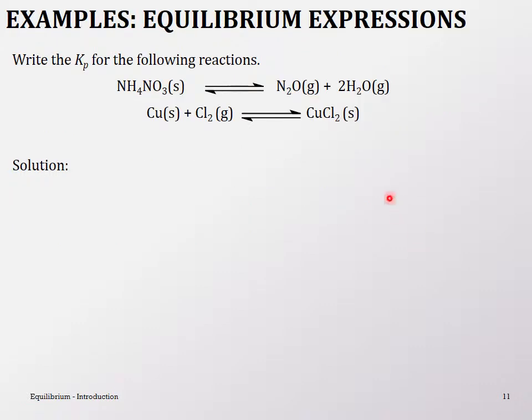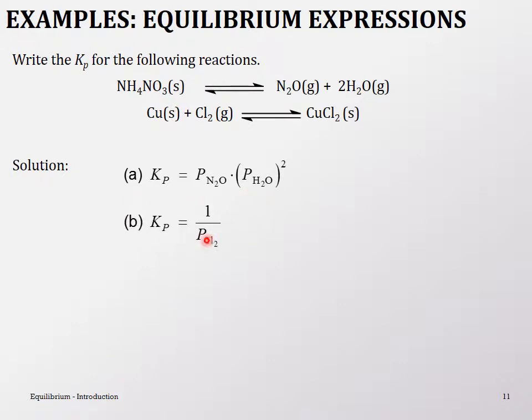Okay, so here are some examples of writing equilibrium expressions for heterogeneous equilibrium. The first one is ammonium nitrate, to give you dinitrogen oxide and water. The other one is copper solid plus chlorine gas to give us copper chloride. Obviously you can see that the solids are not going to be part of the equilibrium expression. So for A, Kp is equal to, and remember we're doing Kp not Kc, the pressure of nitrogen and the pressure of water, and of course you have to square that one. It's not going to be divided by any reactants because the reactant is a solid, so this is it.